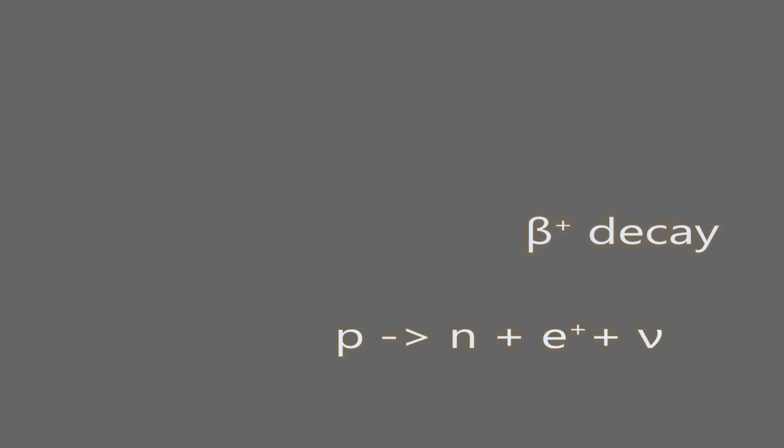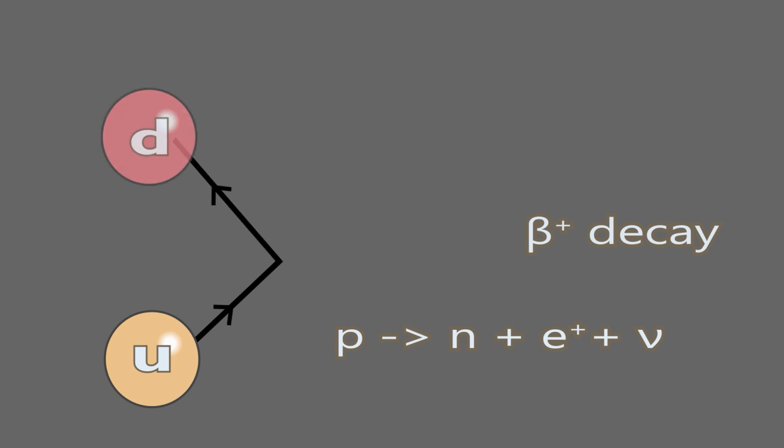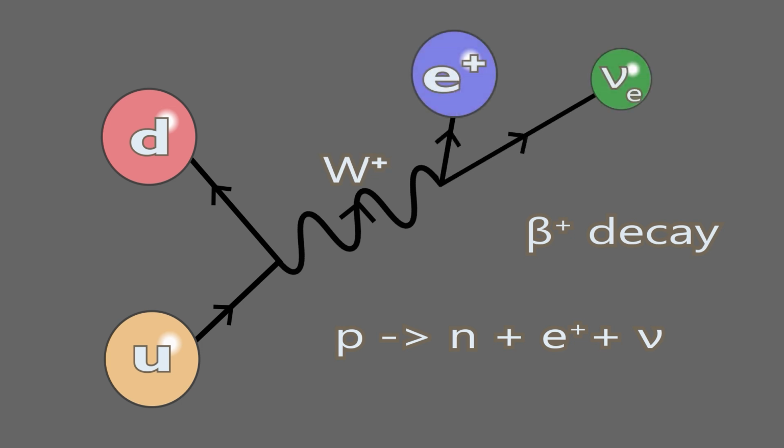In a similar way, in beta plus decay, a proton is changed into a neutron, and this is caused by an up quark being transmuted into a down quark, again via the weak interaction, and more specifically the W plus boson. In the process, a positron and an electron neutrino are also released.